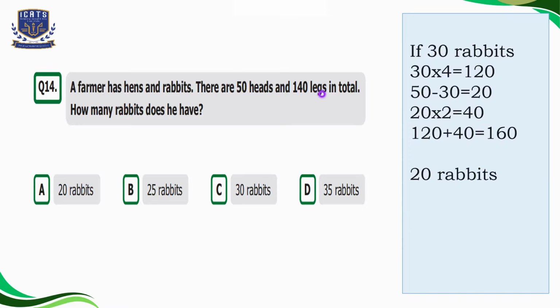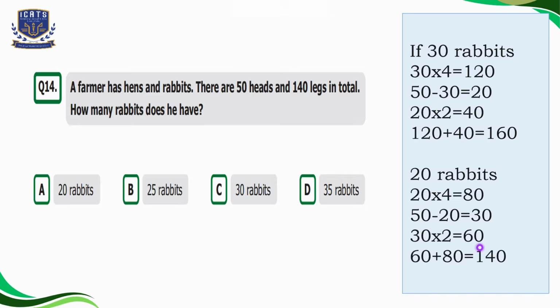Now let's check another option. Let's suppose there are 20 rabbits. Each rabbit has 4 legs, so we will multiply 20 by 4, that is equal to 80. It means 20 rabbits have 80 legs. Out of 50 heads, if we subtract the 20 rabbit heads, the remaining is 30. So these are the 30 hen heads. Each hen has 2 legs. So we will multiply 30 by 2, which is equal to 60. So now if we add these two numbers of legs, 80 and 60, the total is equal to 140. So it satisfies the conditions of the question as well.